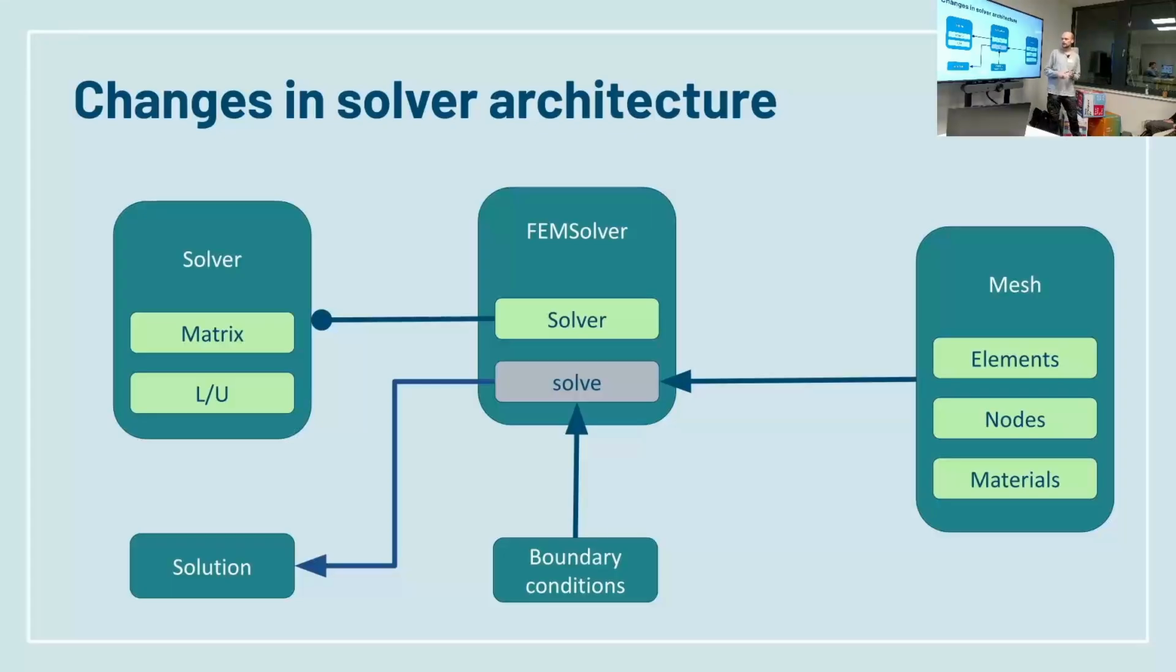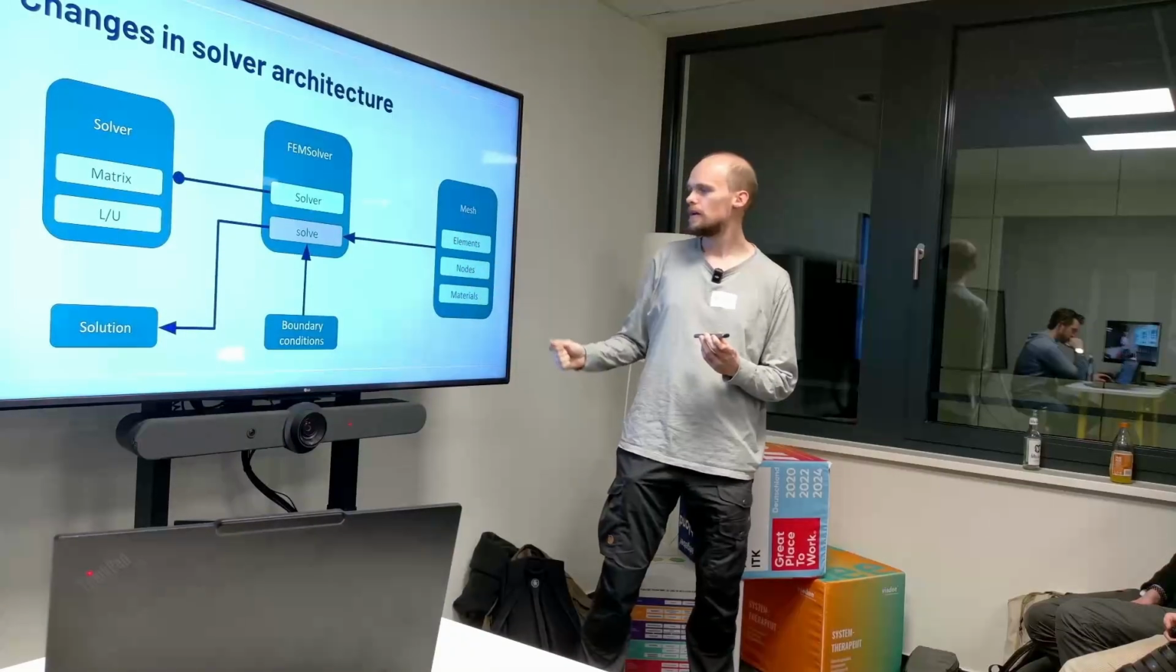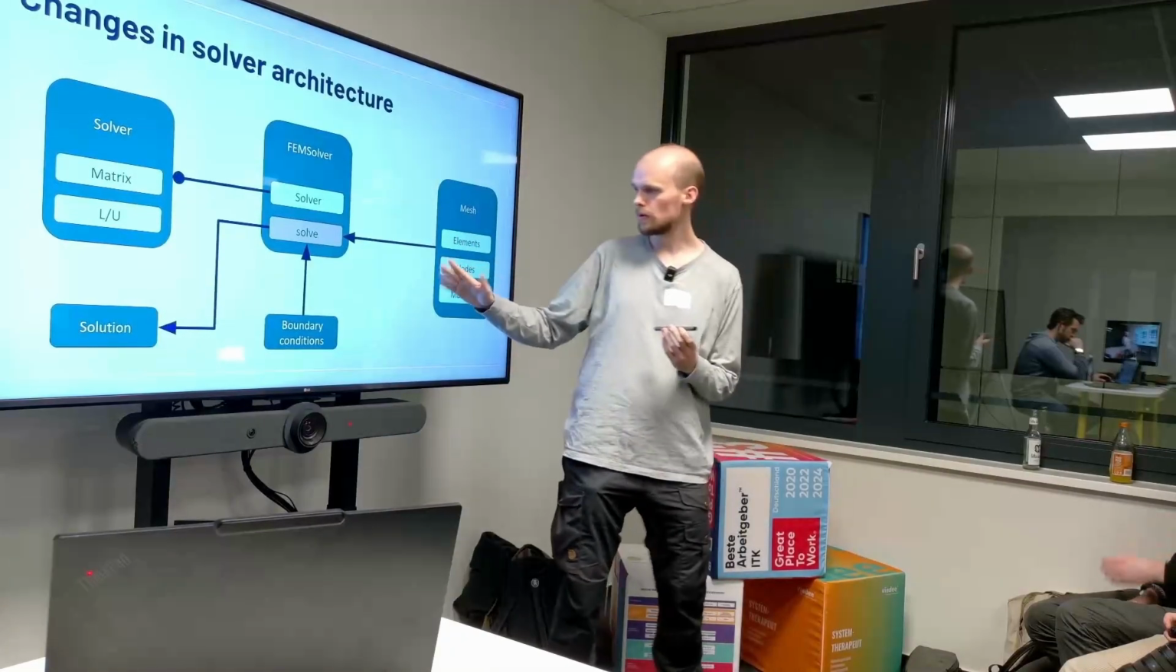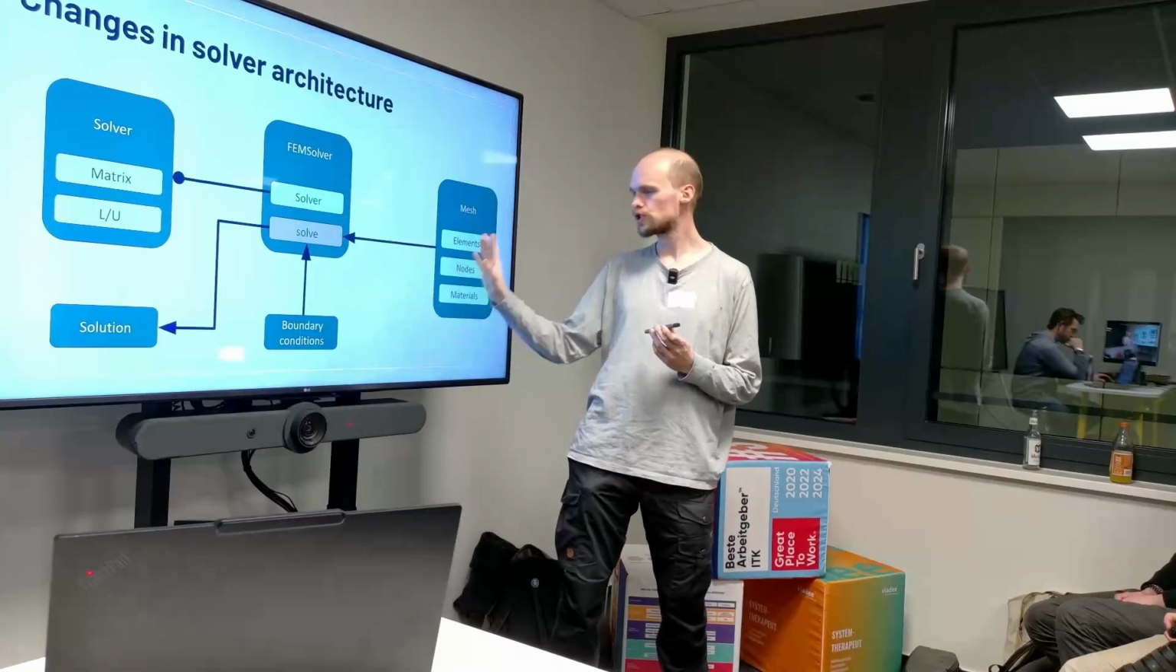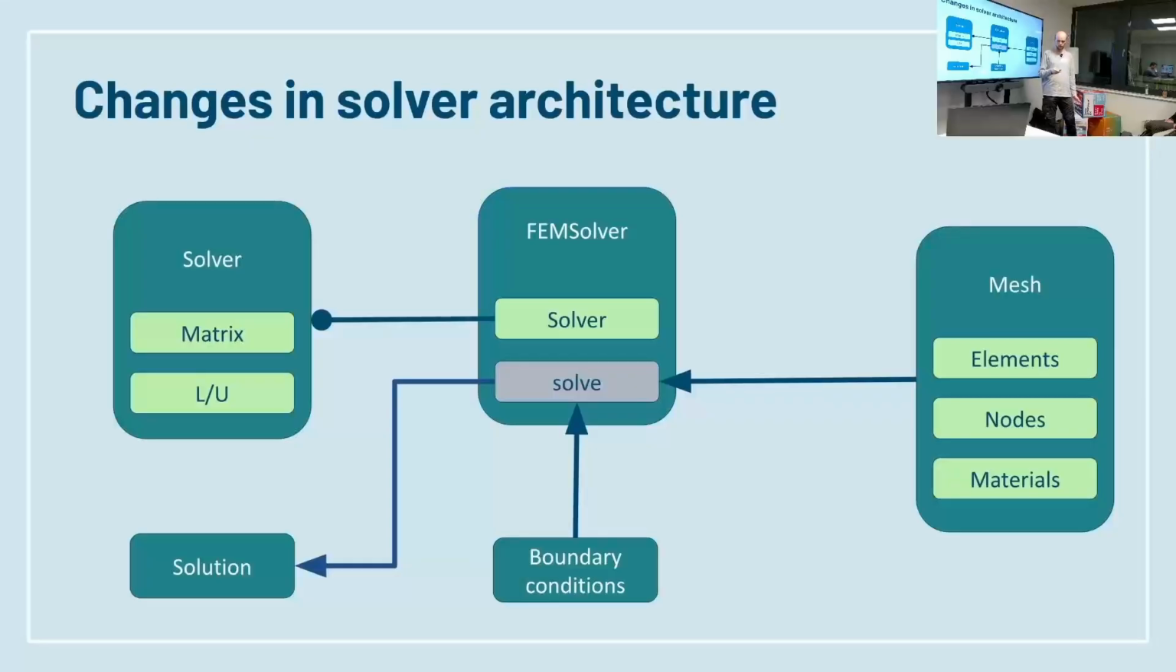So we decided, OK, we have a solver object, which is much smaller. And through this solver object, we then pipe all things in via a solve method that gets boundary conditions and the mesh and pumps out a solution. That's something that worked a lot better.